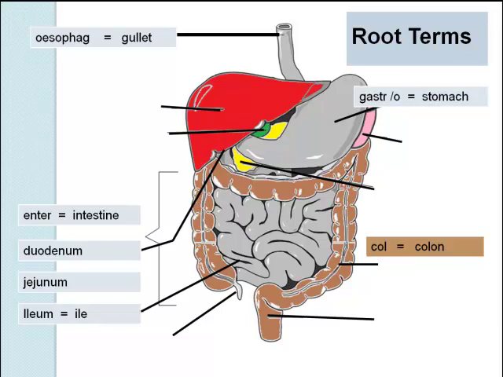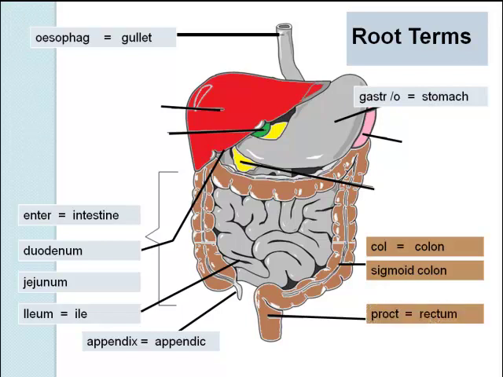The colon has different sections to it, but the one I'm going to mention here is something called the sigmoid colon. The sigmoid colon is just beyond the rectum, and the root word for rectum is proct. Some patients may go for a sigmoidoscopy, so a visual examination of the sigmoid colon. Proct is rectum, so a patient may have proctitis, inflammation of the rectum.